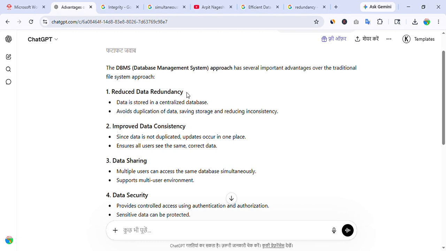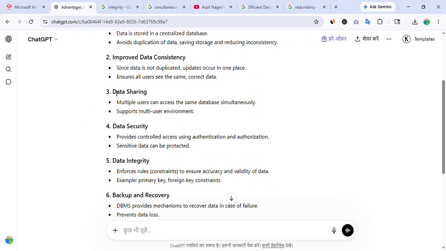The just opposite thing, this thing is written but in other language, because consistency means not duplicated. So here it is told the DBMS reduces data duplicacy, and here it is told the DBMS improves non-duplicacy. Both things are the same. Okay, so the third one is data sharing.